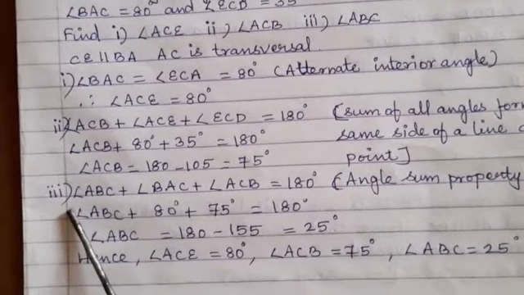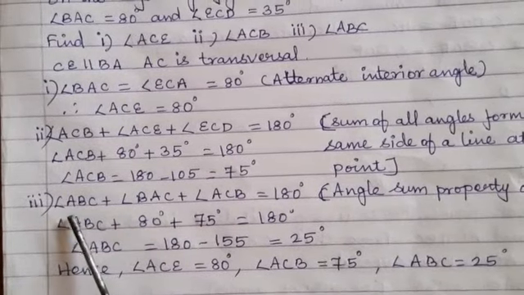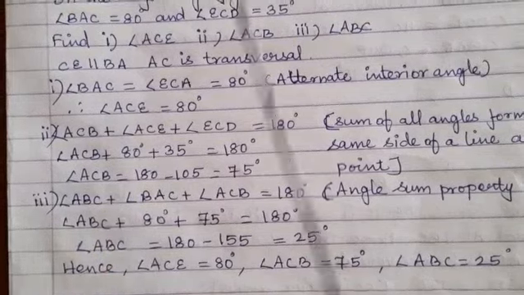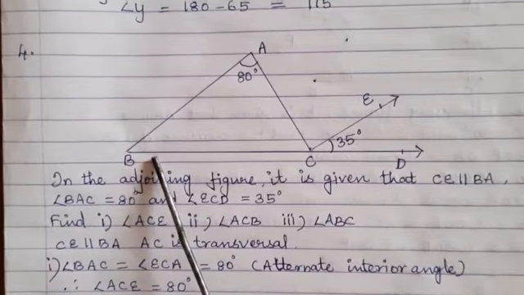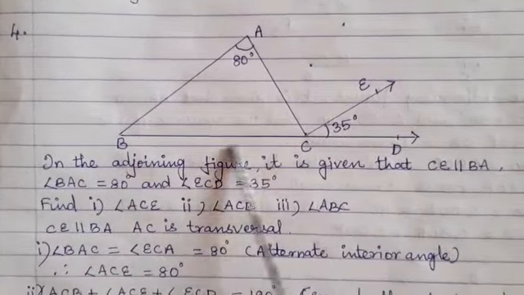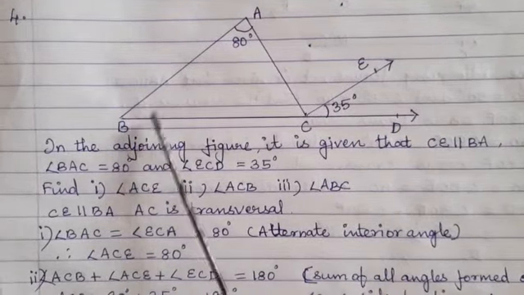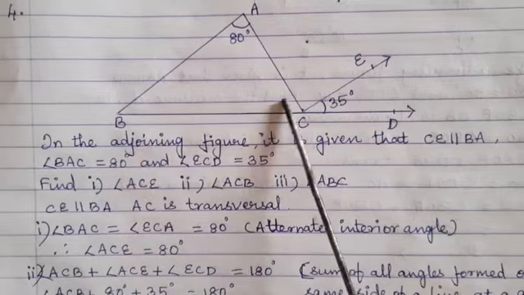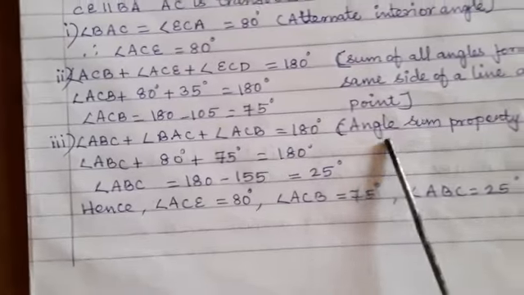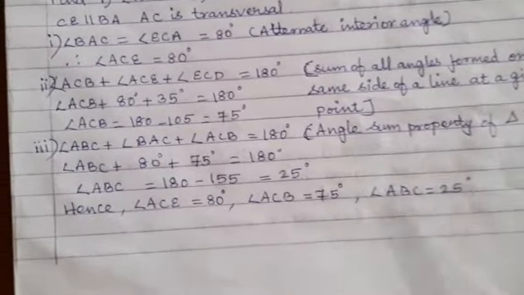Number 3 is we have to find out angle ABC. So angle ABC, this one we have to find out. So we have to take the triangle ABC. So angle A plus angle ABC plus angle ACB is equal to 180 degree. That is angle sum property of a triangle.